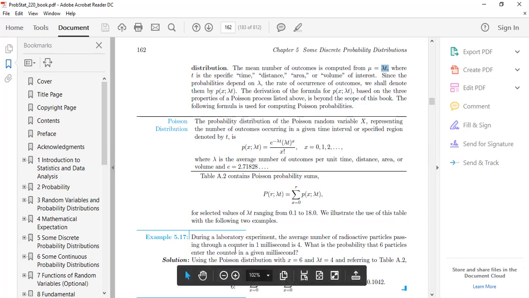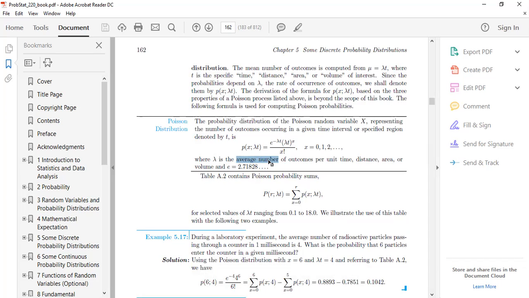What is the probability that 6 particles enter the counter in a given millisecond? Now, the average is 4. But what is the probability? Look over here: lambda is the average number of outcomes. But we are looking for some probability based on this average.